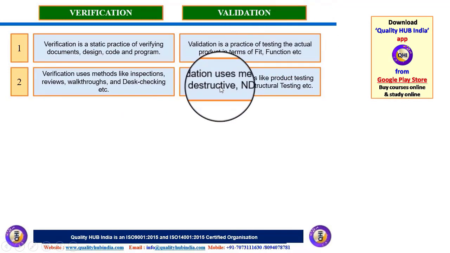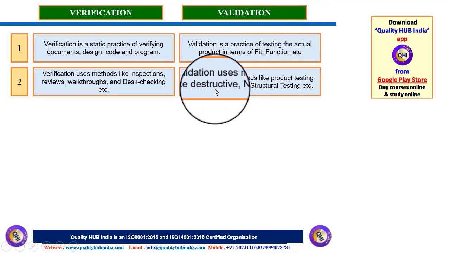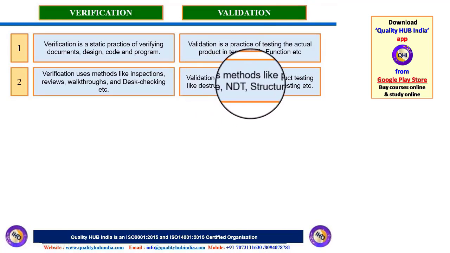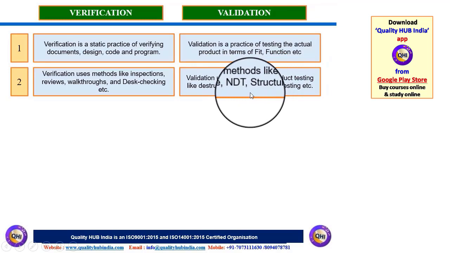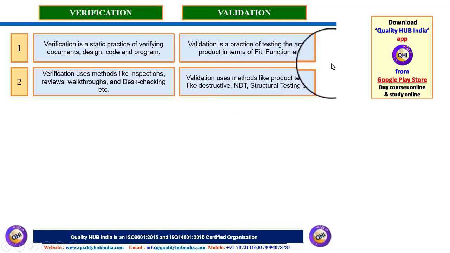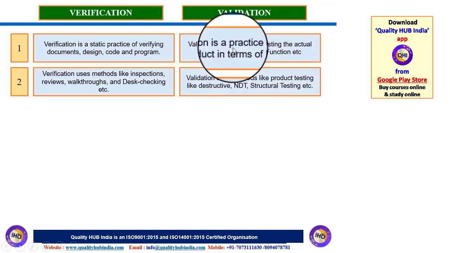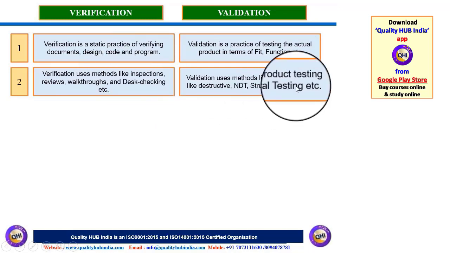But when we talk about validation, it could be done through some testing, performance testing, like destructive testing we can do, non-destructive testing we can do. So here we are actually using the product for its applicability. The product is used in the real scenario to see how it is going to behave. So some sort of testing we need to perform over here. So broadly, here we are doing inspection, and there we are doing testing.